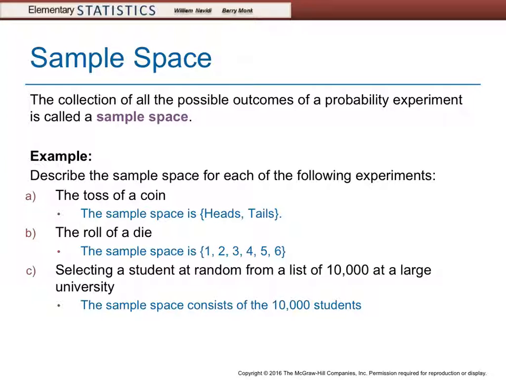A sample space is the collection of all possible outcomes of a probability experiment. So, for example, for the toss of a coin, the sample space is heads or tails. For the roll of a die, the sample space is 1, 2, 3, 4, 5, and 6. Selecting a student at random from a list of 10,000 students at a large university, the sample space consists of 10,000 students.